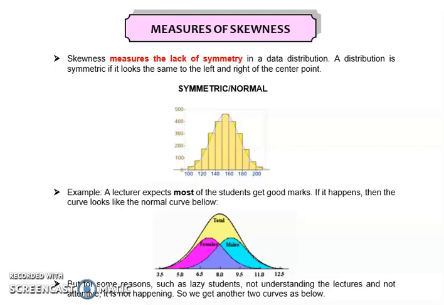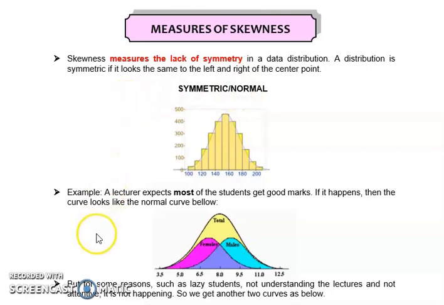Okay, in this video, we're going to learn about measures of skewness. So what is a measure of skewness? Skewness measures the lack of symmetry in a data distribution. The distribution is symmetric if it looks the same on the left-hand side and the right-hand side of the center point. For example, here we have a histogram, and from this histogram we can say that it has a symmetric or normal distribution.